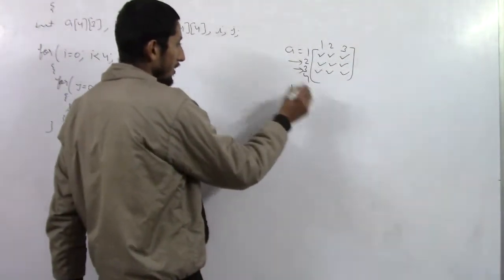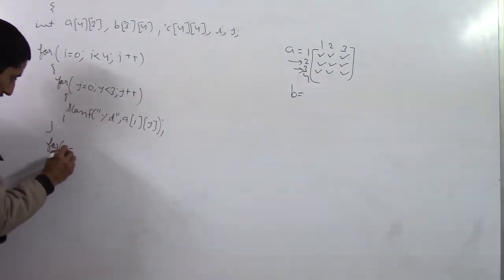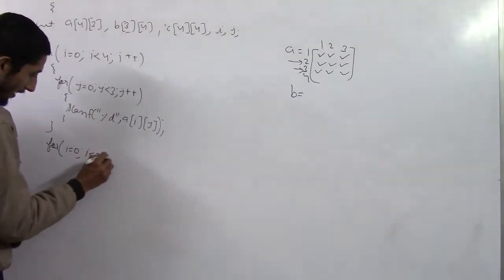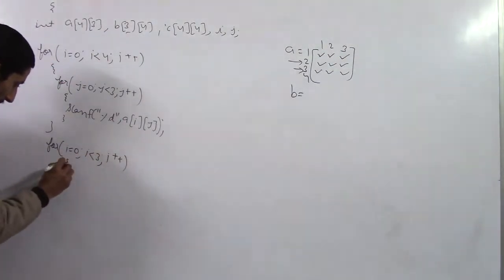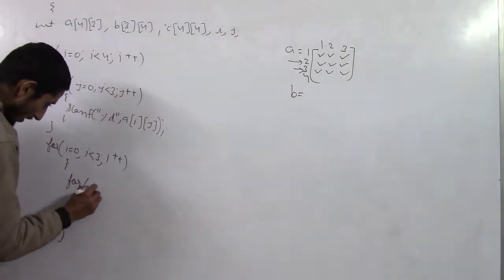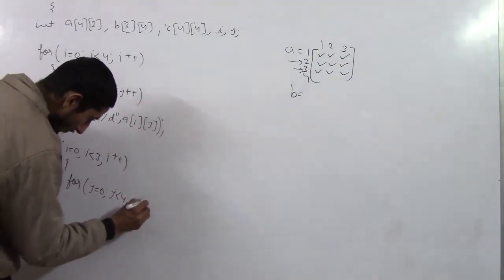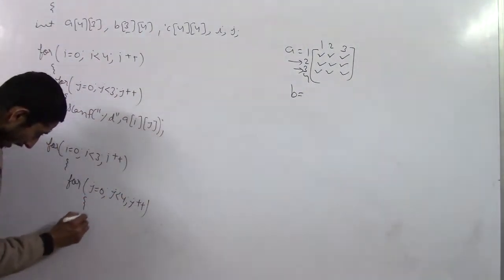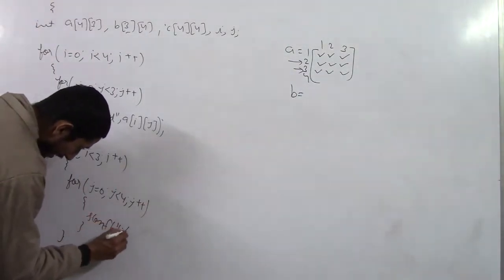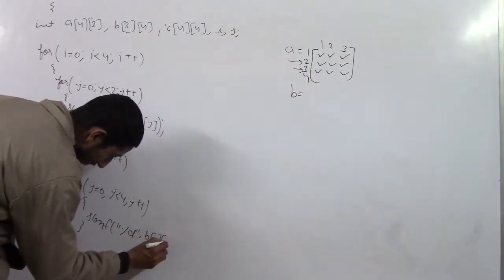Let me fill array number 2. So I will apply the same concept. For I equal to 0, I less than 3, and then I plus plus. In a similar manner, I will fill for J equals 0, J less than 4, J plus plus. Then the last one, I will add scanf "%d" and B of I and J.